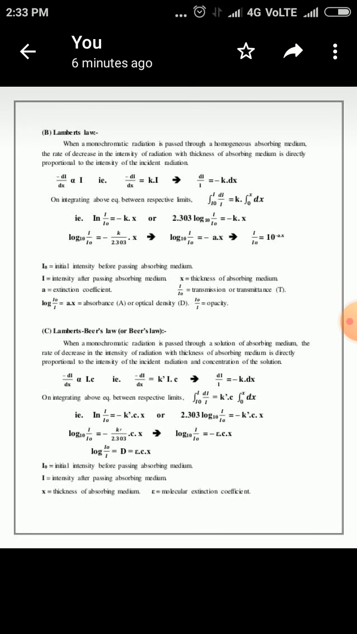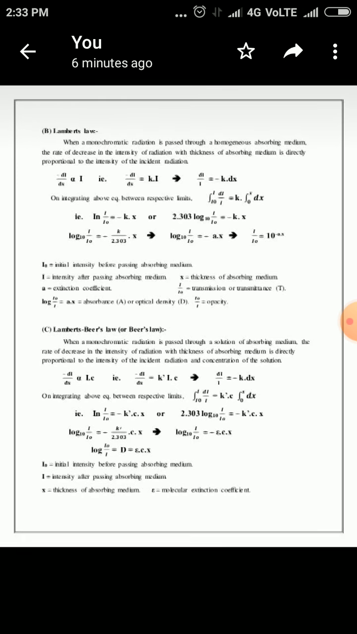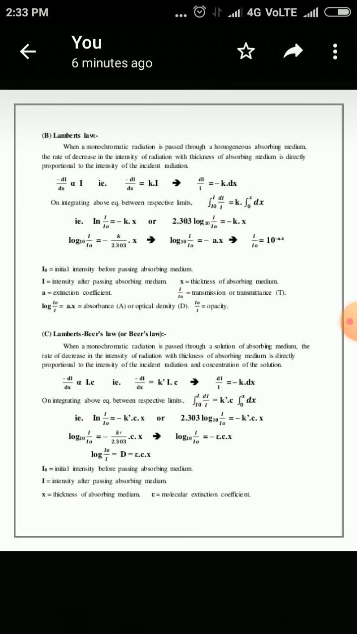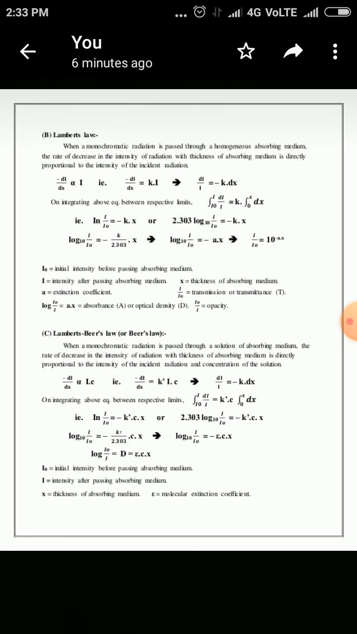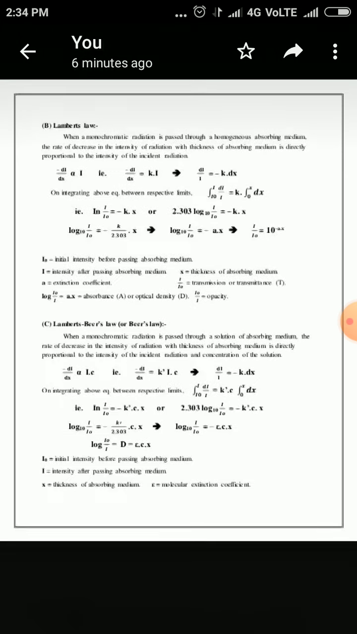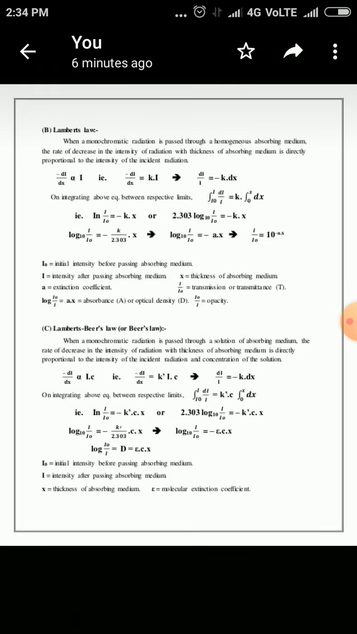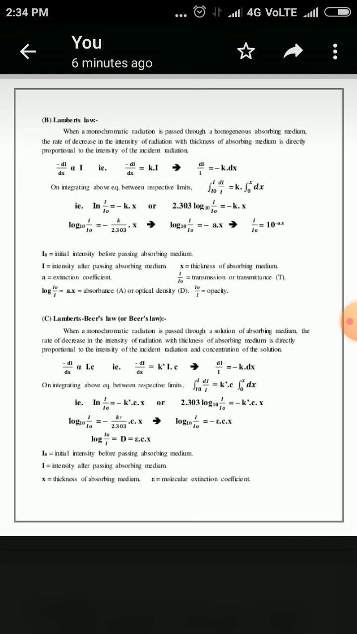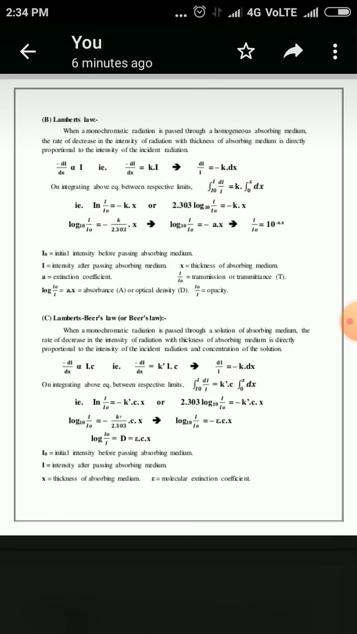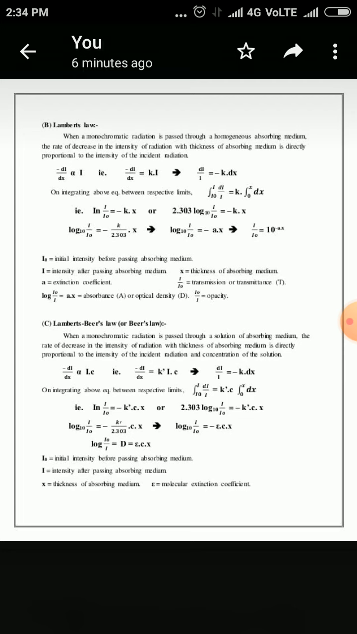The next law is Beer's law. According to this law, when a monochromatic radiation is passed through a solution of absorbing medium, the rate of decrease in the intensity of radiation with thickness of the absorbing medium is directly proportional to the intensity of the incident radiation and the concentration of the solution. So here we add a new factor, concentration. We can write this law as minus dI upon dx is directly proportional to IC, where C is concentration, and we solve this equation. Finally we get log I0 upon I is equal to D, and I0, I, x and epsilon are given here.